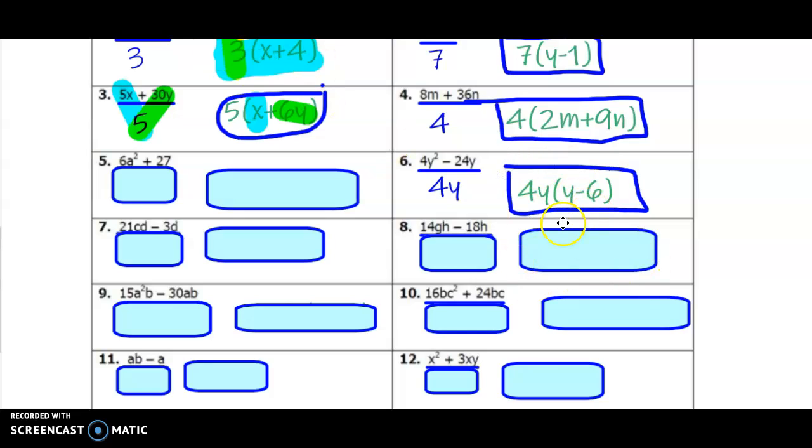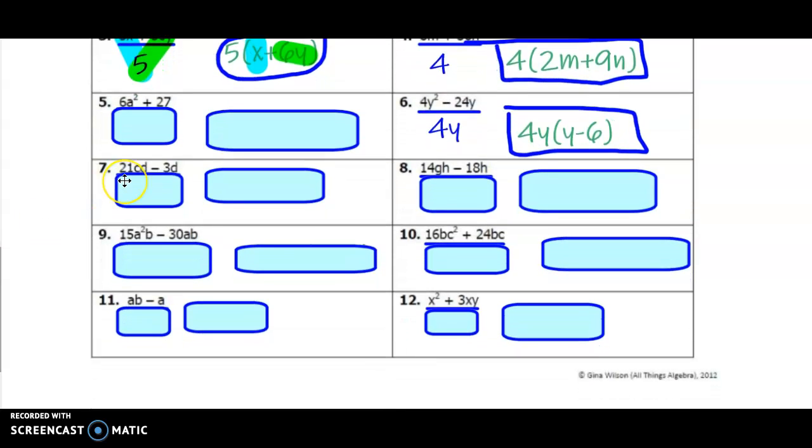Now remember, you can always redistribute and make sure you get back your original problem to double check that you got the right answer. 4y times y gives me 4y squared. 4y times negative 6 gives me negative 24y. So that does work. Okay, so let's look at number 7.